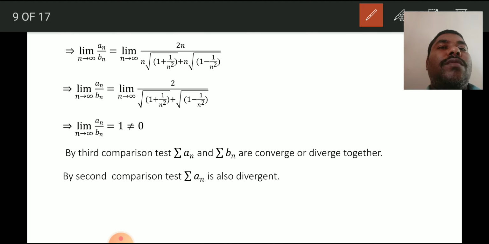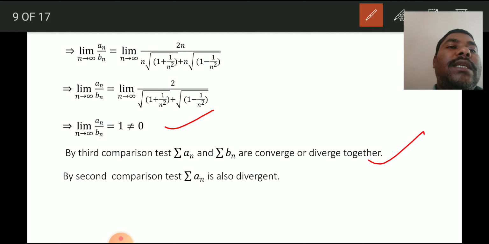So after applying the limit, we get the value 1, that is not equal to 0. By the third comparison test, summation an and summation bn converge or diverge together. Then by the second comparison test, summation an is also divergent.